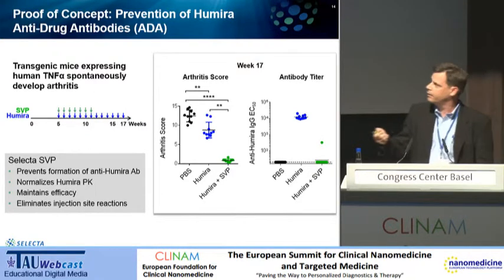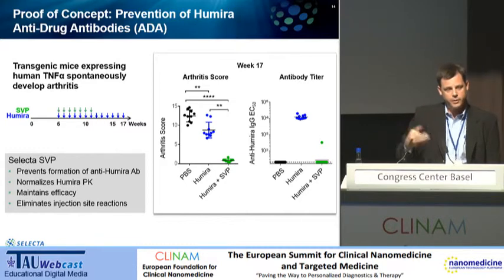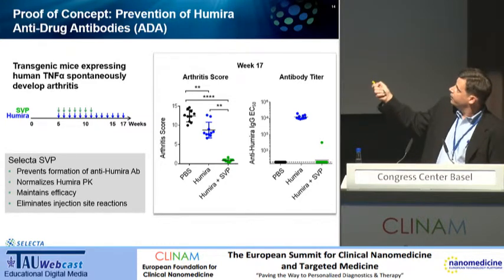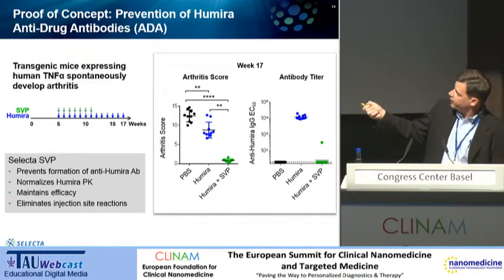And what's going on here? Well, if you just give Humira, particularly in mice, it's even more immunogenic because it's a humanized antibody, so you have very high levels of antibody. But here, with the SVP, with the exception of this one mouse, which is still 2 orders of magnitude lower, we basically have no antibodies. So we've prevented the body from making antibodies. And this is all the way out here at week 17, so they haven't seen the SVP in over 6, 7 weeks.